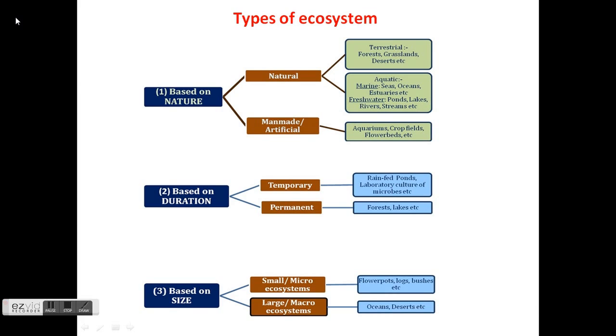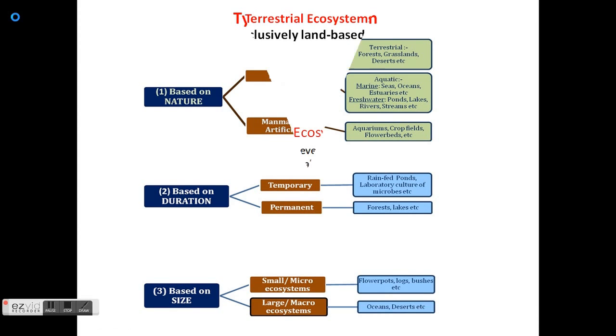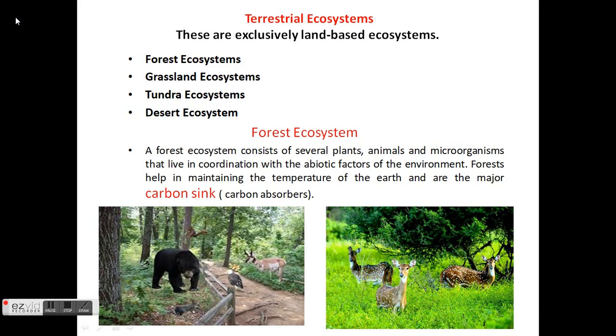Temporary is any ecosystem that exists for a small period of time, and permanent is like a forest or a lake. A flower pot can be a micro ecosystem, and an ocean is called a macro ecosystem or large ecosystem.